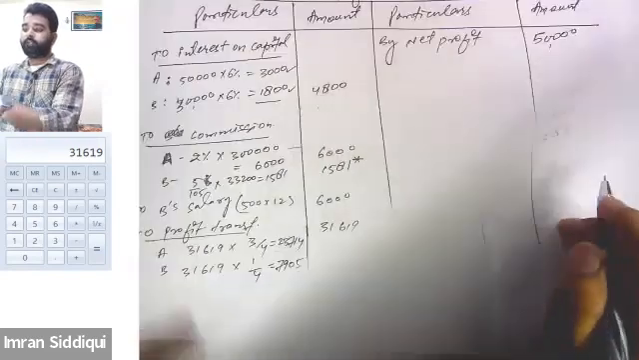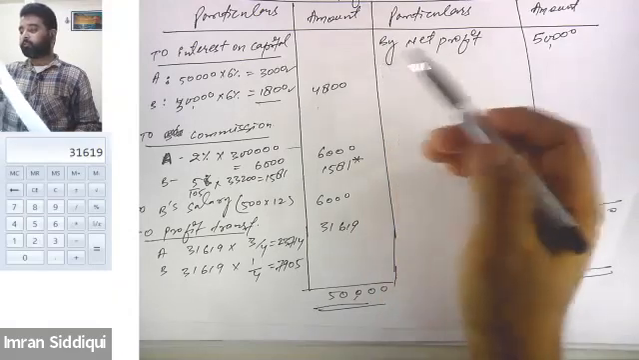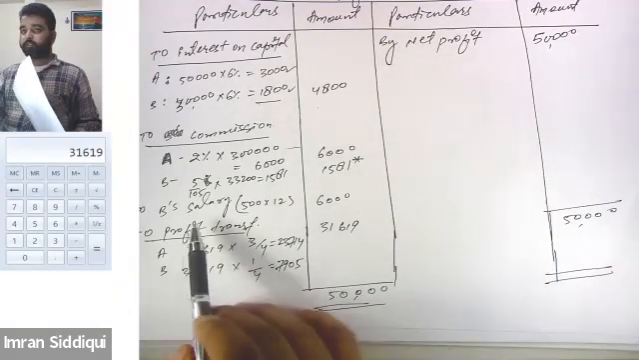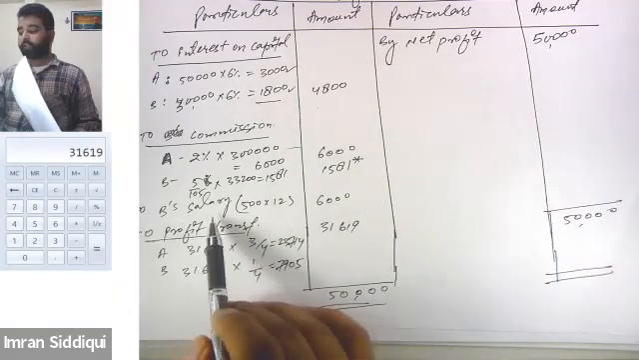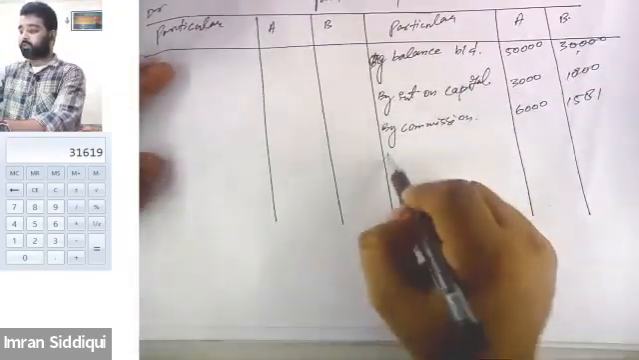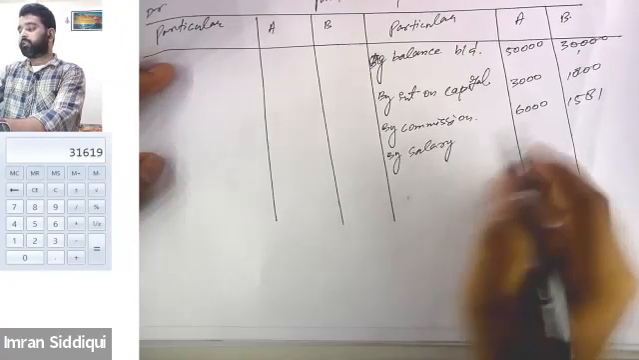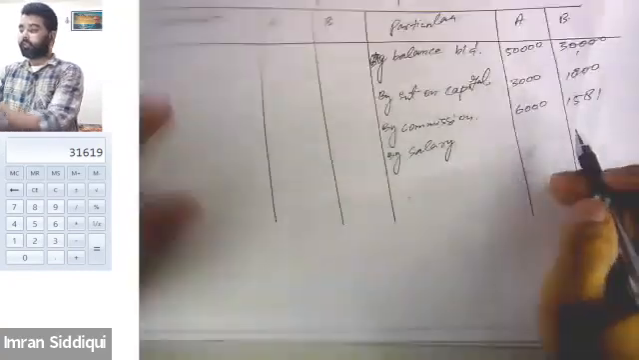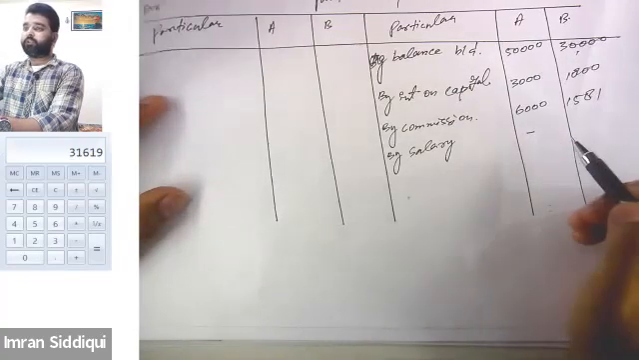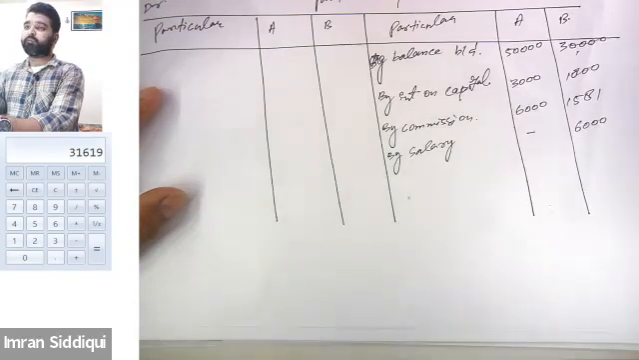Then we will again come back to the P&L appropriation account and see what other incomes the partners have generated. Mr. B had received a salary of 6,000. So we will go to the partners' capital account and write down by salary. Salary is not given to Mr. A, so no entry will be made in this column, and 6,000 will be recorded in the capital account of B only.